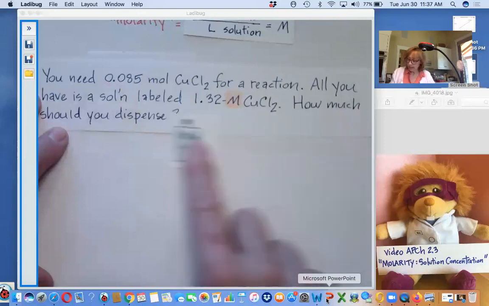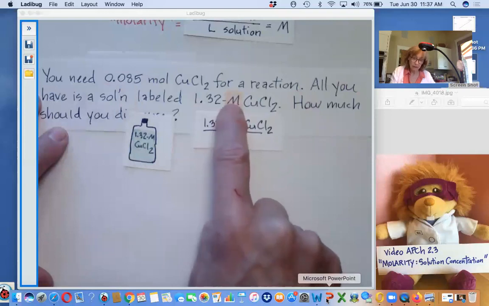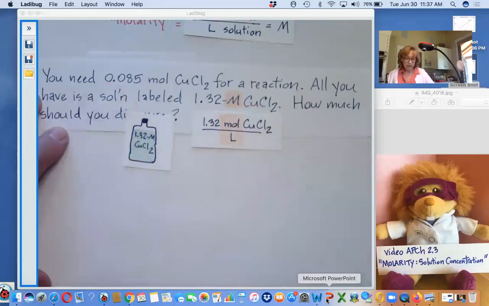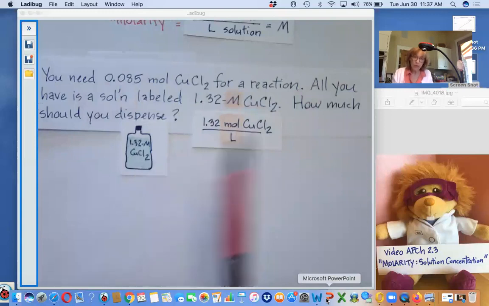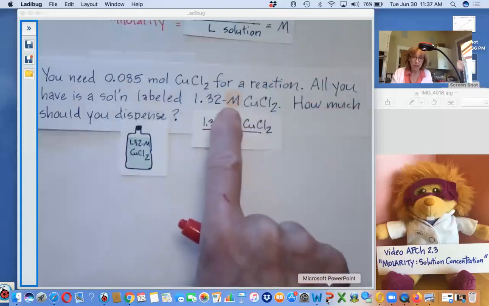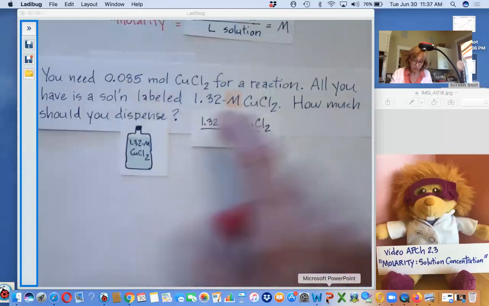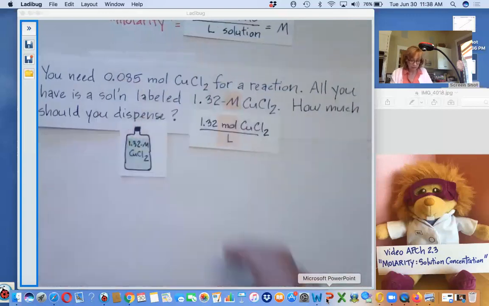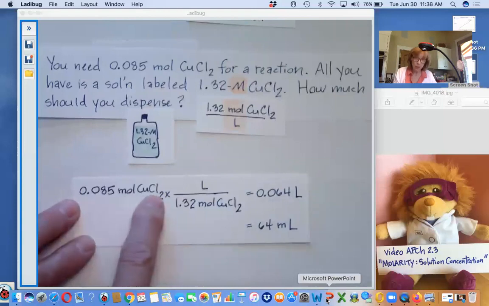Okay, so again, when a problem gives you a molarity using this capital M, I want you to rethink it this way. Now, some people get a little bit hung up with where to start the problem. Whenever your problem contains two numbers, one of them being a molarity, you're never going to start with that. Don't start with molarity. Instead, start with your other number. So 0.085 moles of copper chloride is what I want.